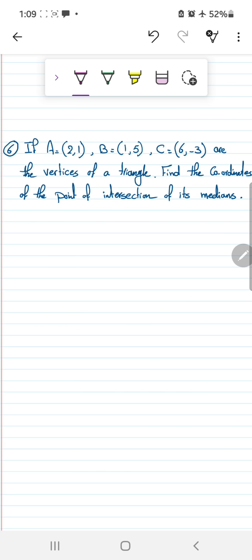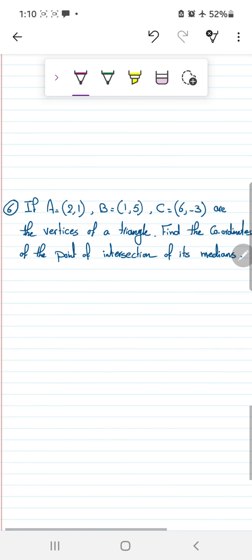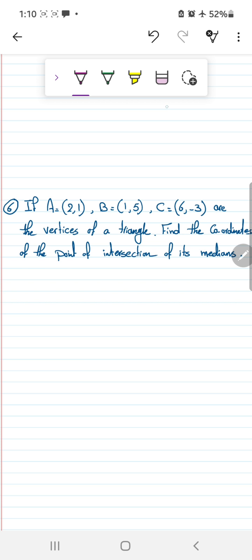Okay, the last example. Here, if A is (2, 1), B is (1, 5), and C is (6, -3), they are vertices of a triangle. So here first we write triangle ABC. Find the coordinates of the point of intersection of its medians.